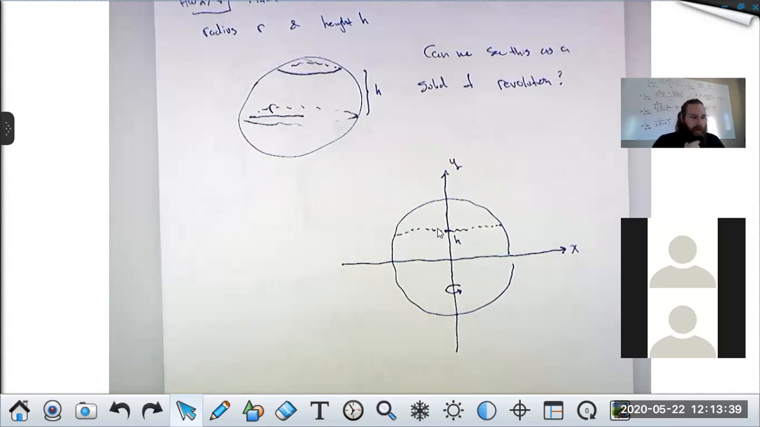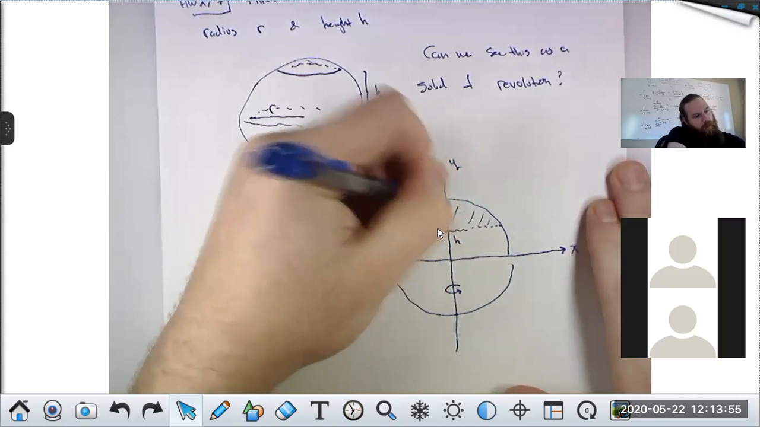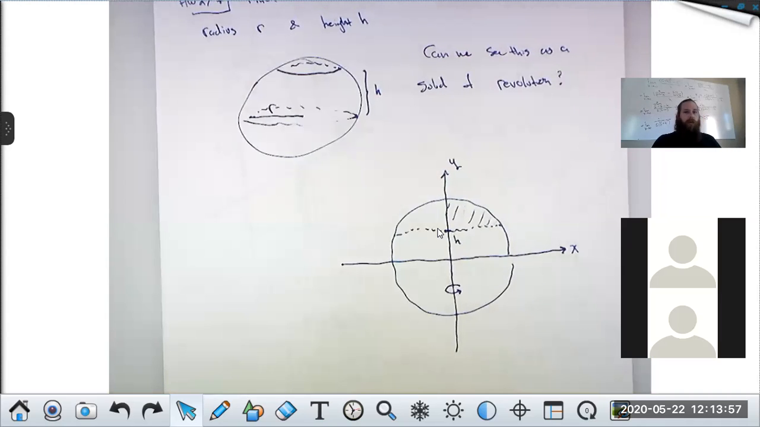Now there are some challenges with setting up the integral here, some geometric challenges, namely that no matter which way you look at this, it's not a one-to-one function. So we're going to make use of a symmetry argument. Imagine I rotate just this region. That will still generate the whole cap. Do you see that?